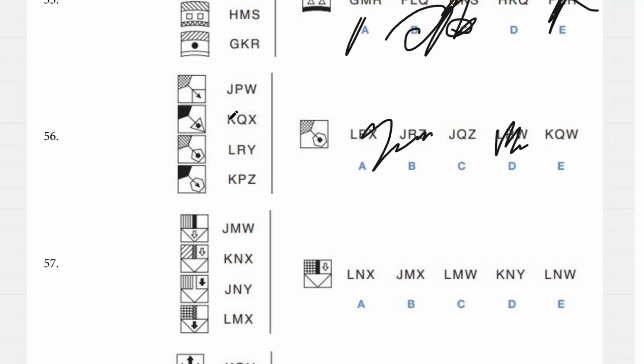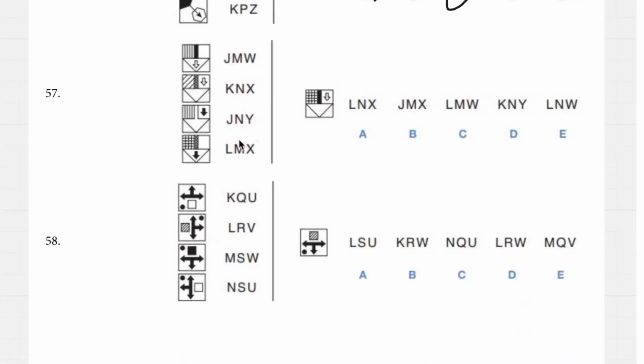And then J, K and K, we have black over here. Which one does this match? J, so it's going to be C. 57, we have X and X are the same, which means it looks like this.